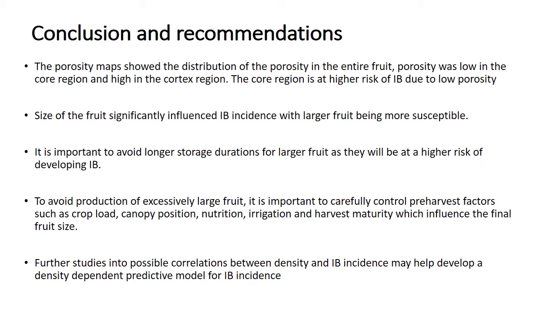Size of the fruit significantly influenced browning incidence, with larger fruit being more prone to internal browning. It is important to avoid longer storage durations for larger fruit, as they will be at a higher risk of developing browning. To avoid the production of excessively large fruit, it is important to carefully control pre-harvest factors such as crop load, canopy position, nutrition, irrigation, and harvest maturity, which influence the final fruit size.